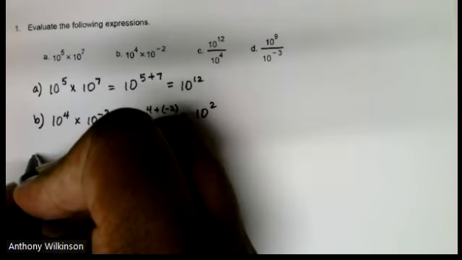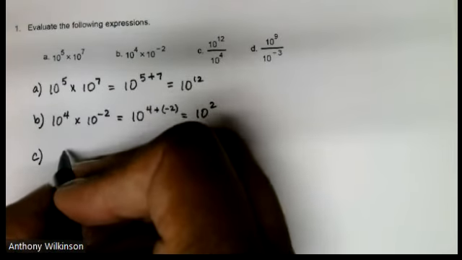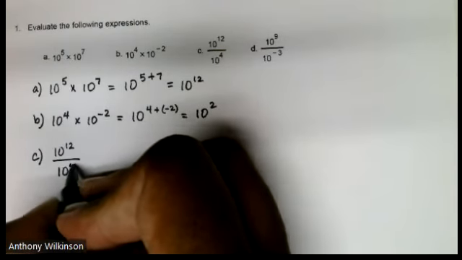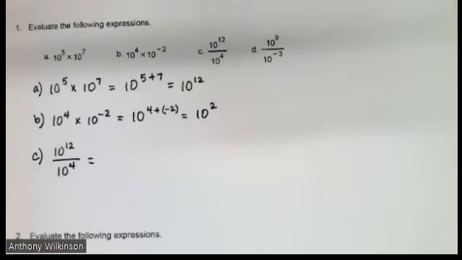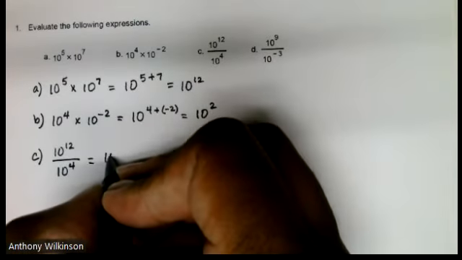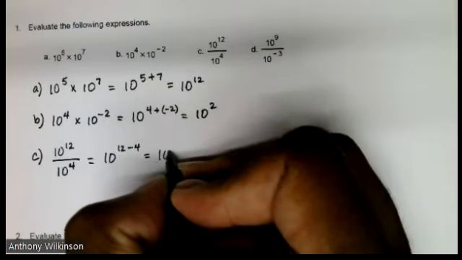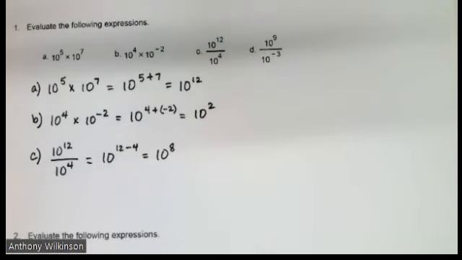C and D are division problems. Those are the ones where you're going to have to subtract your exponents. 10 to the 12th divided by 10 to the 4th. This time we're dividing powers of 10. So we bring that base of 10 over, subtract 12 minus 4. 12 minus 4 will give you 8. So 10 to the 12th divided by 10 to the 4th will be 10 to the 8th power.